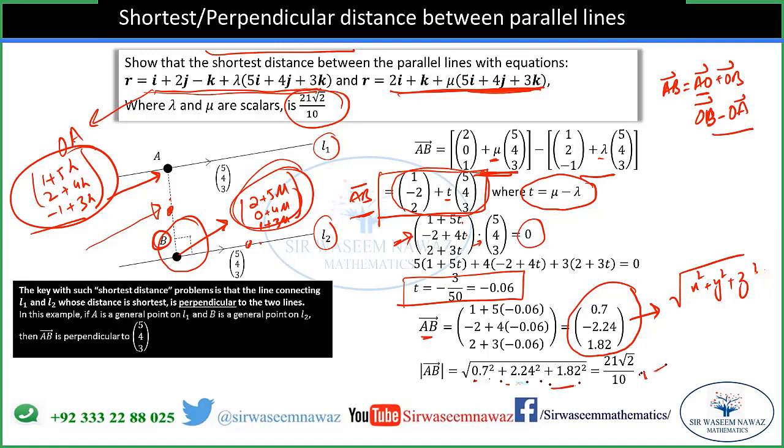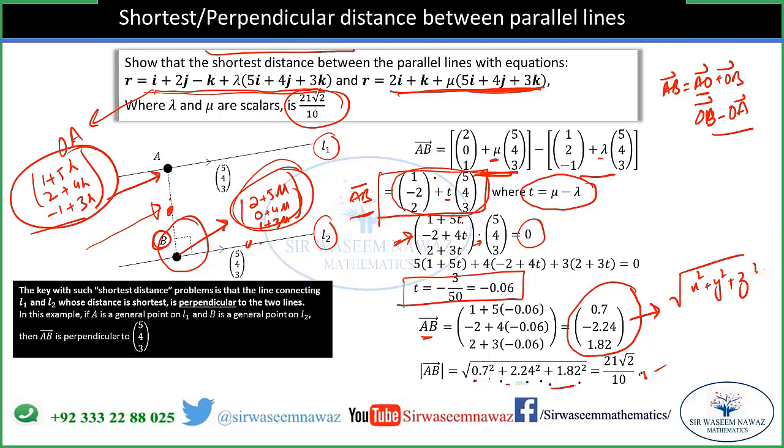So remember that when we have to work for the perpendicular distance between two parallel lines, or shortest distance between two parallel lines, we use two equations. With the help of these two equations, we make a new equation, and that will work as a column vector for the line AB, or you can say that will work as a direction vector for AB. So this AB is in fact our direction vector.